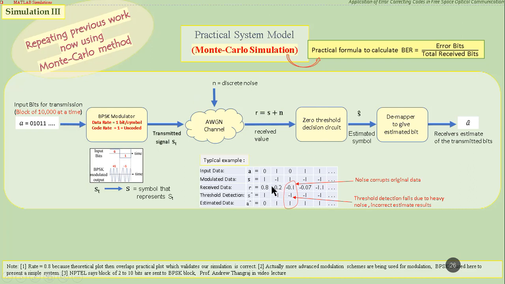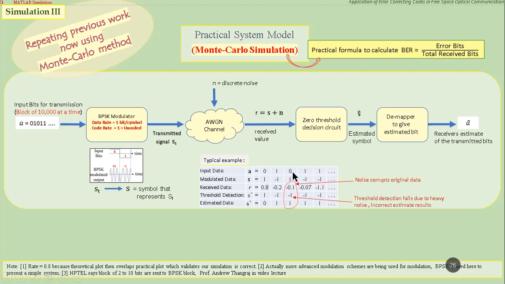So if we send a 0, it will be modulated as +1. We are representing a 0 with +1, and the noise will degrade it somewhat, and then it will be detected back as +1 because it is positive. Positive means it must have been a 0 bit, and then it is decoded back to the message. So this is our decoded bit.